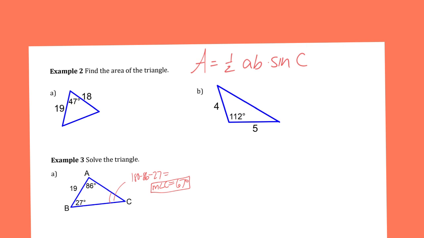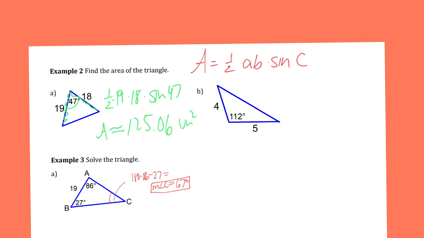In this case, we would do those two sides, and the angle between them, so 1/2 times 19 times 18 times the sine of 47. And if you find that product, you're going to get the area to be approximately 125.06, and that would be units squared.